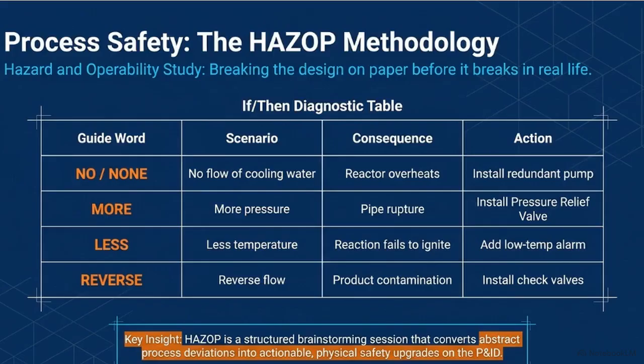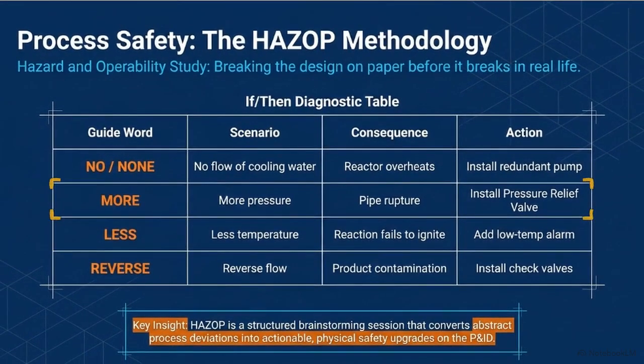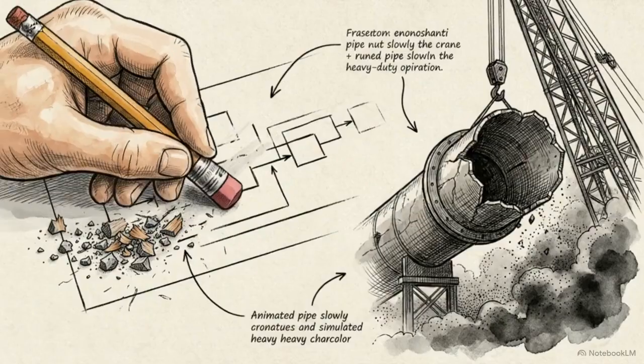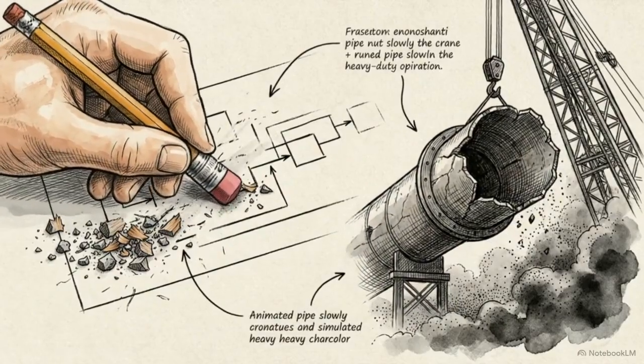Teams use structured guide words in a diagnostic table to intentionally break the design on paper. For instance, applying the word more to pipe pressure mandates installing a physical pressure relief valve. Exposing these flaws during a HAZOP study costs a fraction of what it takes to repair a physical plant after an industrial incident.